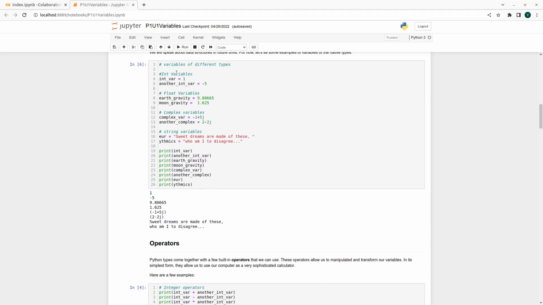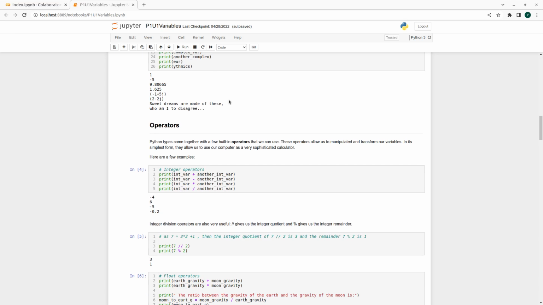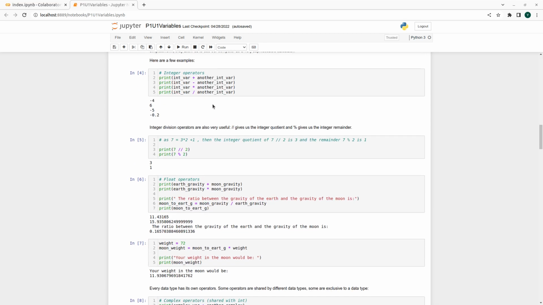And before, I had defined one int_var as 1 and another int_var as -5, and I can add them up, do subtraction, multiplication, or division, and I get the proper result. So 1 plus -5 is -4, 1 minus -5 is 6, 1 times -5 is -5, and 1 divided by -5 is -0.2.